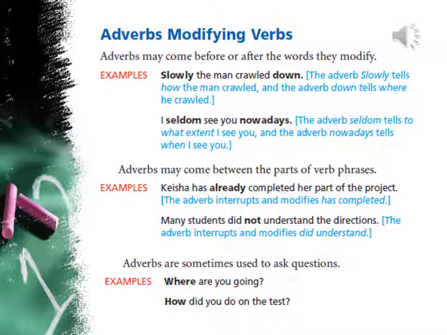Now, if I were to ask you in that last sentence, many students did not understand the directions, to underline the adverb, then you would underline not. But if I ask you to underline the verb phrase, you would not underline did not understand. You would only underline did and understand. Remember, not is an adverb, so it's not part of the verb phrase. The verb phrase that not is modifying is did understand. Adverbs are sometimes used to ask questions. As for these examples, where are you going and how did you do on the test?